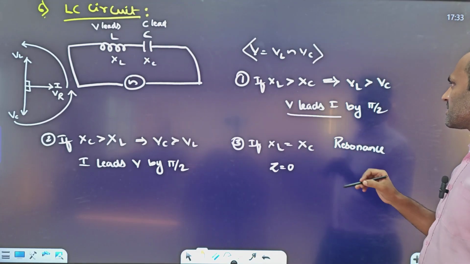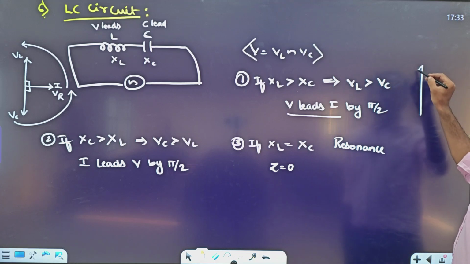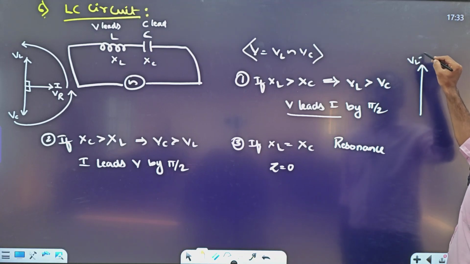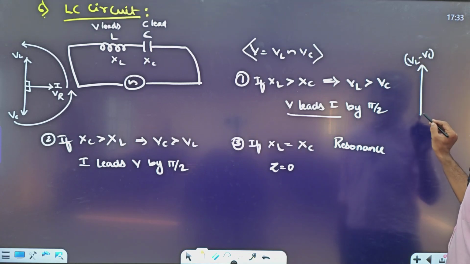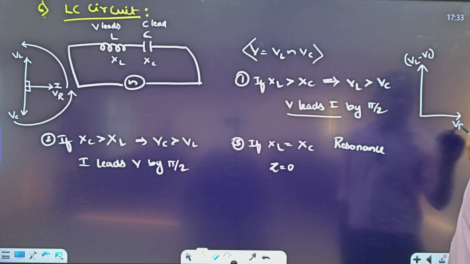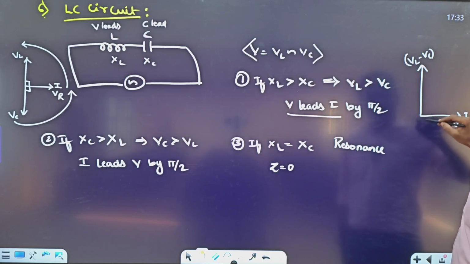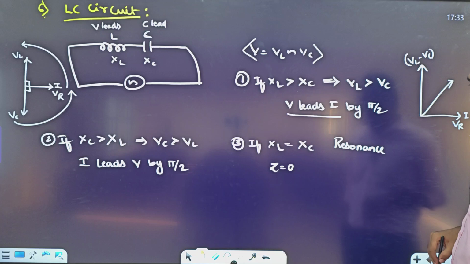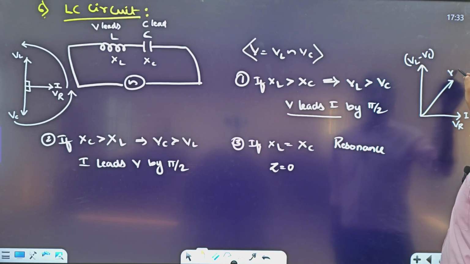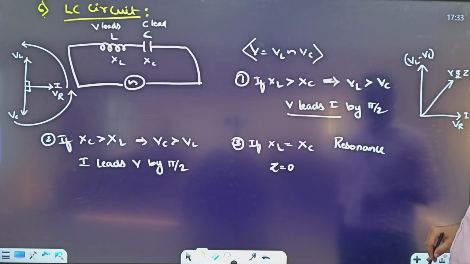Correct? So at that time, the phase difference phasor diagram will come like this. You will get VL minus VC here on y axis and VR you will get here. Current and resistance come here. So resultant will be here. Resultant voltage or resultant impedance we get here. Right? V leads I by pi by 2.